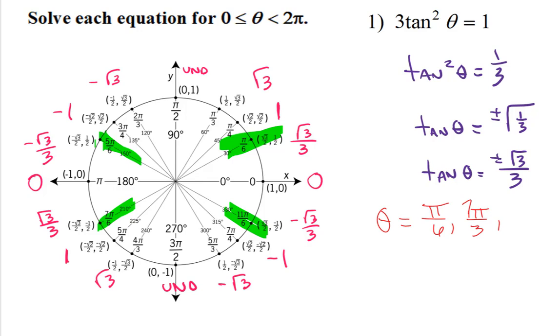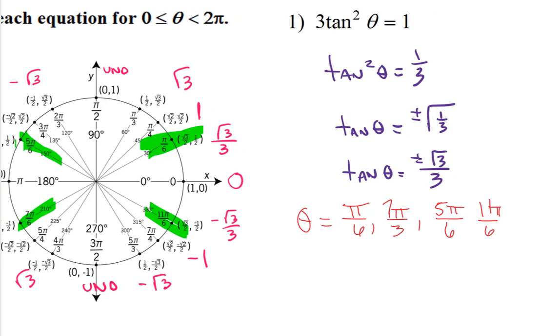And then the two negative ones would be at negative root 3 over 3, which is going to occur at 5 pi over 6. And the other one occurs at 11 pi over 6. All right. And I put 7 pi over 3. This would be 7 pi over 6. All right, so those would be the values where the tangent of theta has that. So these would be the solutions to this equation.